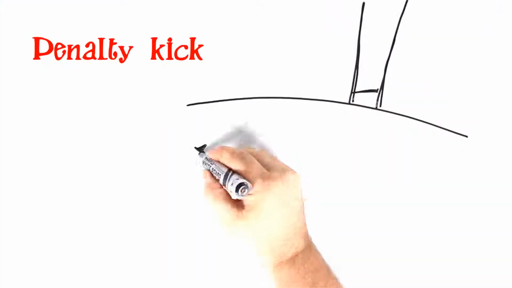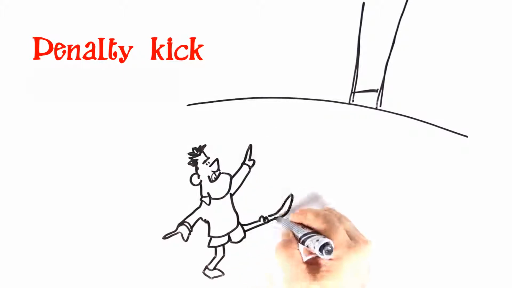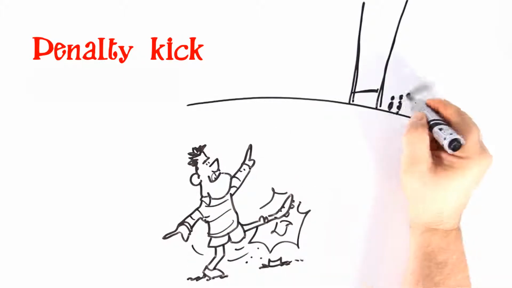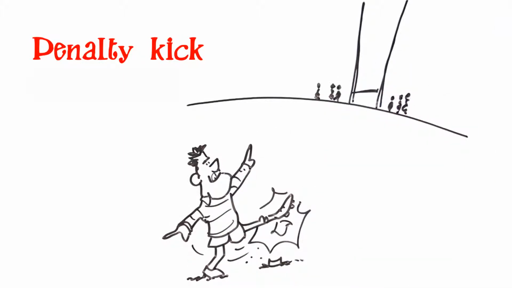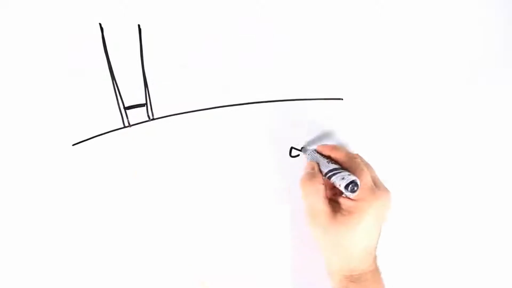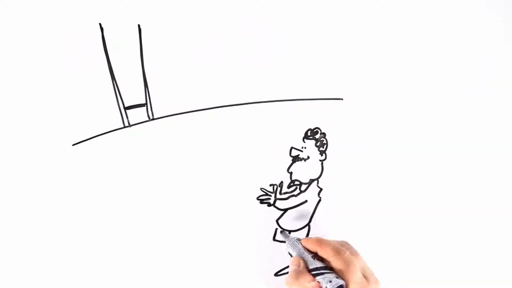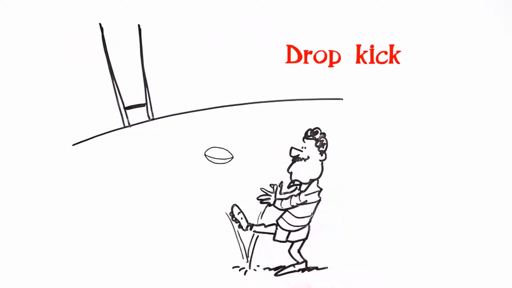If the referee awards you a penalty kick, your team can choose between starting the game again or kicking the ball between the posts. If you should score, your team is awarded 3 points. You can also get points during an attack by performing what they call a drop kick. You kick the ball between the posts, scoring a drop goal. This is also worth 3 points.